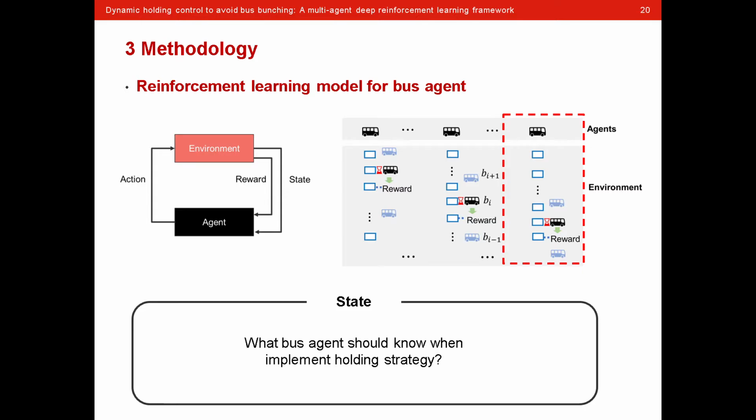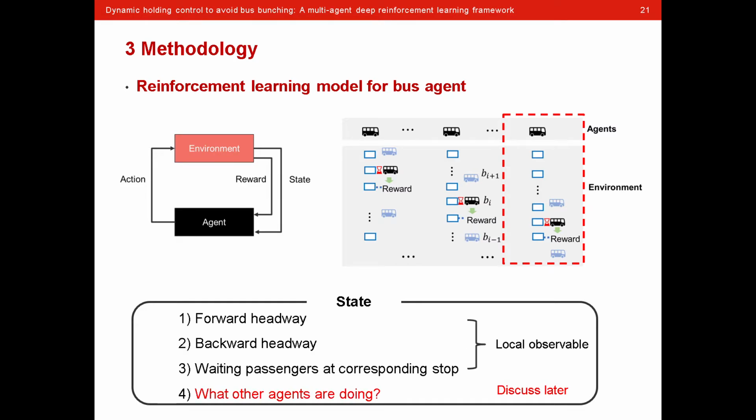Specifically, let's talk about each element of the reinforcement learning model. The first is the state. What should bus agents know when implementing a holding strategy? In our research, we just focus on four parts. The first three are locally observable: forward headway, backward headway, and waiting passengers at the corresponding stop. And the fourth one is what other agents are doing. This will be discussed later. It's also a very important element to guide the bus to implement a correct action.